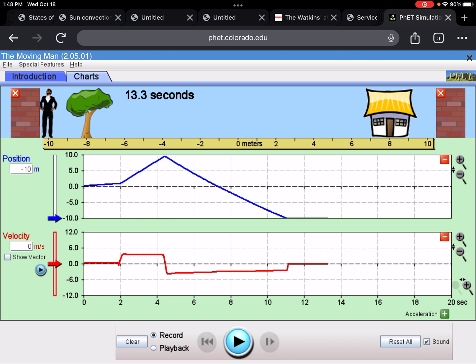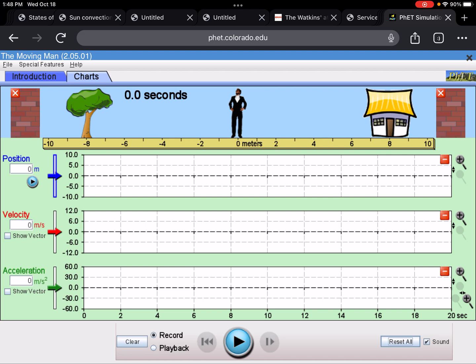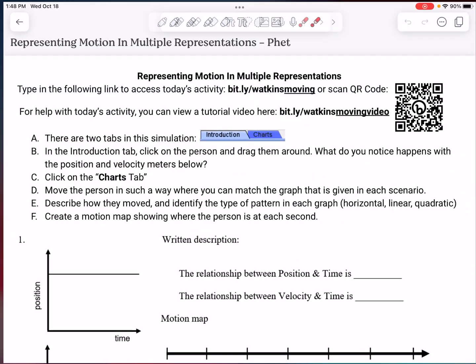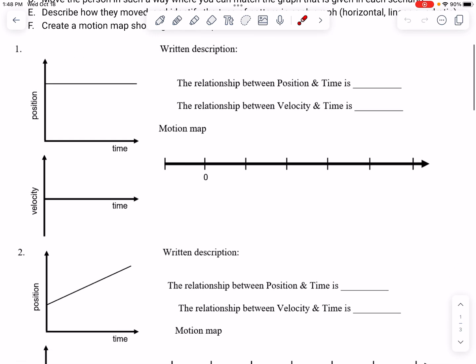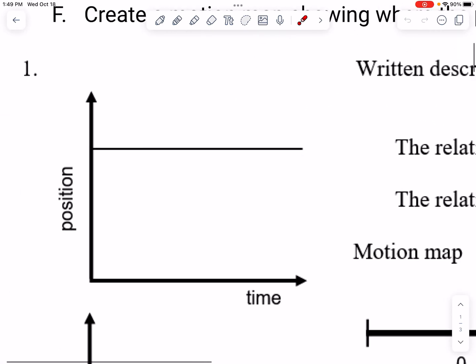Now, the goal in this activity, I'm just going to reset everything, is to do some graph matching. For problem number 1, we're given a position time graph that looks like this. All right.